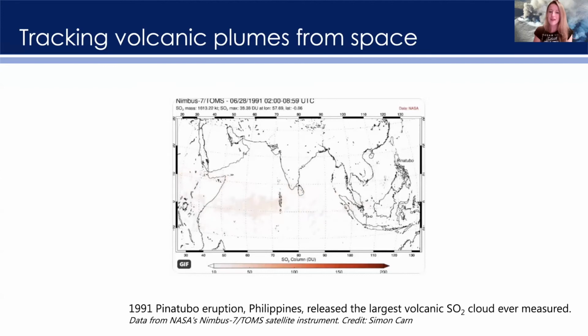This is an example of where we have tracked a volcanic plume from space. This is using satellites, and you can see the eruption begins over on the right-hand side at Pinatubo, and then travels around the globe. It actually traveled around the globe several times. And the 1991 Pinatubo eruption was probably one of the first and most influential eruptions within the modern satellite monitoring era.